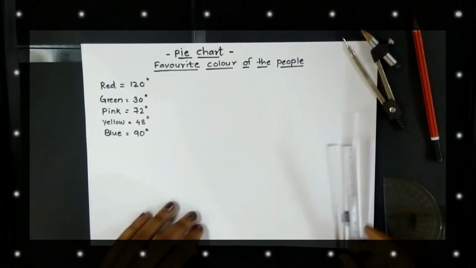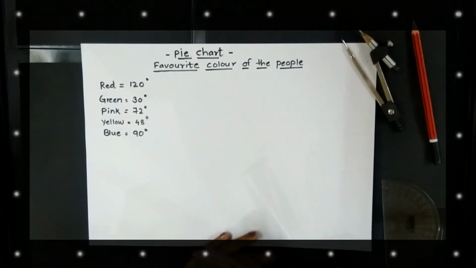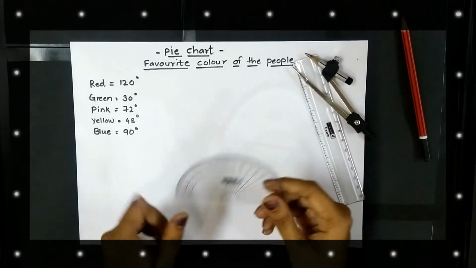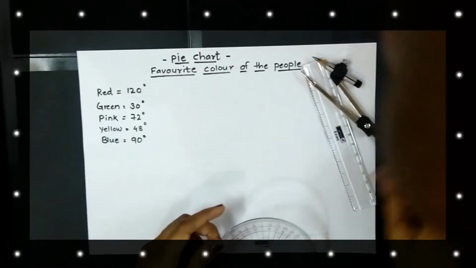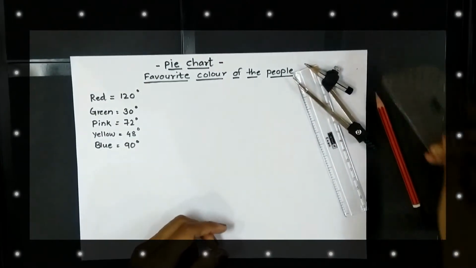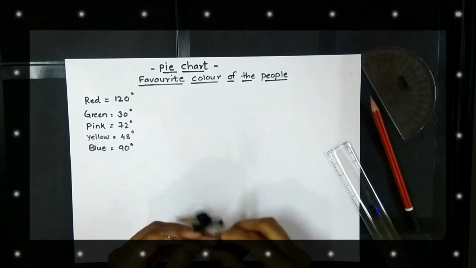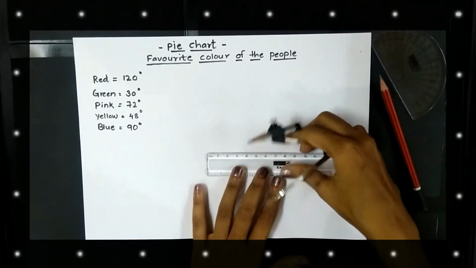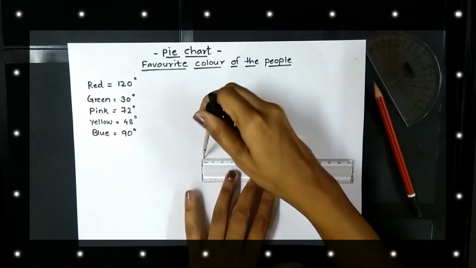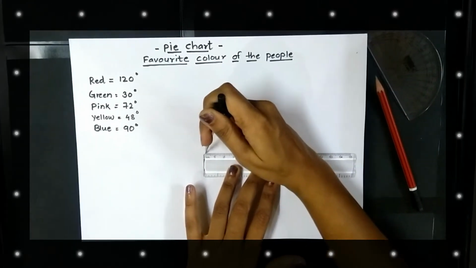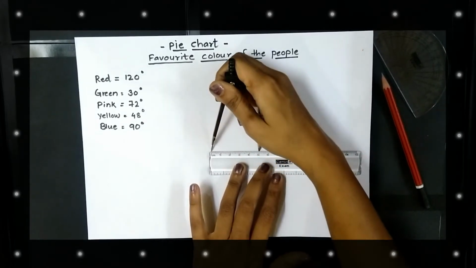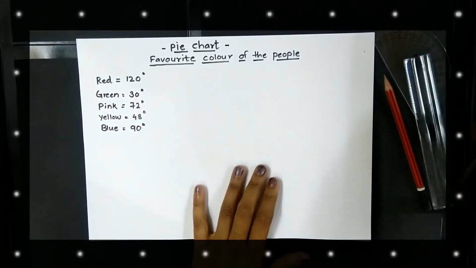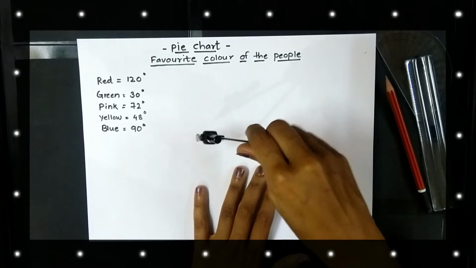So for the construction of the pie chart, what are the geometrical equipments that we will need? We will need a ruler, we will need a compass, we will need this protractor to measure the angles, and we will need a pencil. So the first step involved here is we have to draw a circle with any suitable radius. So I'm going to take a radius of 5 centimeter here. This is the 5 centimeter distance that I have taken in the compass, and with this 5 centimeter radius I will draw a circle.